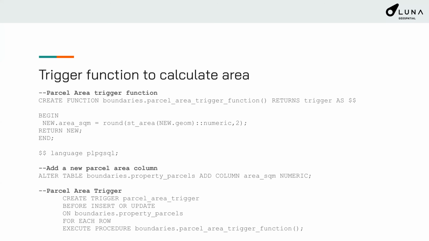So the parcel area trigger function I created was really quite simple, where you're just using this function ST_Area on the new geometry that was just created, and I'm wrapping it all around a round function, and I'm giving it 2 decimal places. I altered the table and added a new field called area_SQM. And then I applied the trigger by creating the trigger parcel area trigger that actually just executes this parcel area trigger function, which I defined above. And just like that, you have the ability now to automatically calculate the area of a polygon.